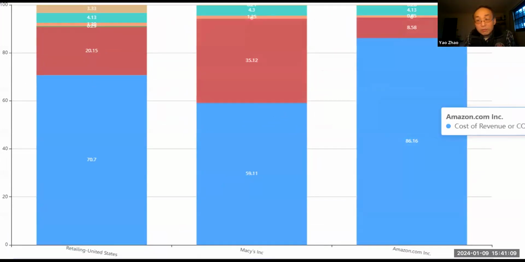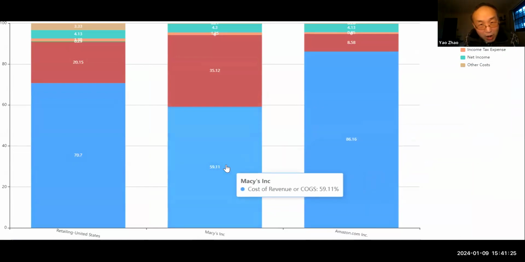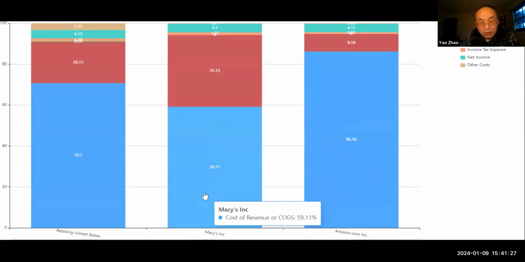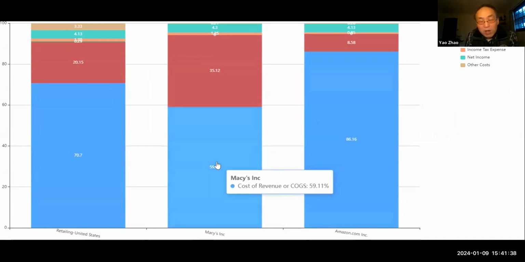And even in this year, let me just make this a little bit bigger. Even in this year, we can find out Macy's cost of goods sold is about 60% of the revenue. So the price is very high. So suppose they bought the same thing, the purchasing price, right? Cost of sold is $100 of a jacket or something, right? Macy's is going to mark up to 150.